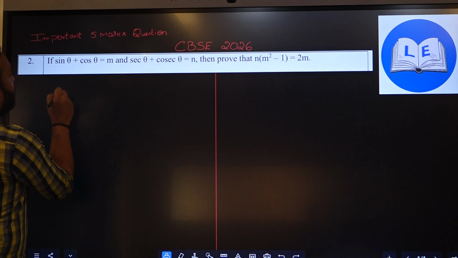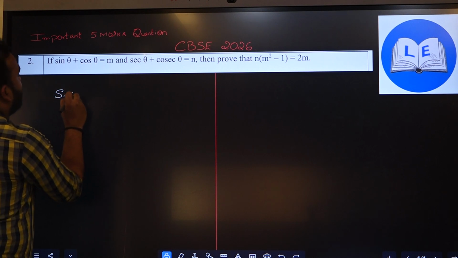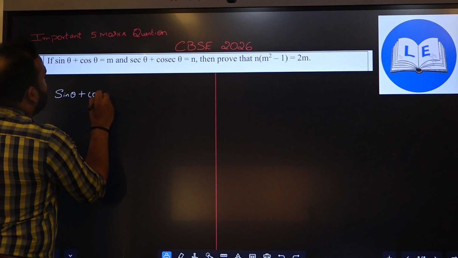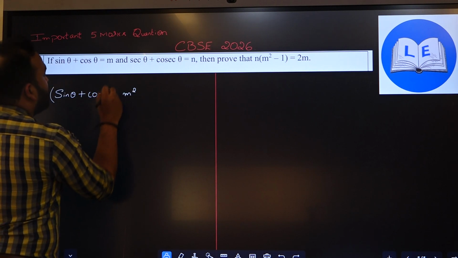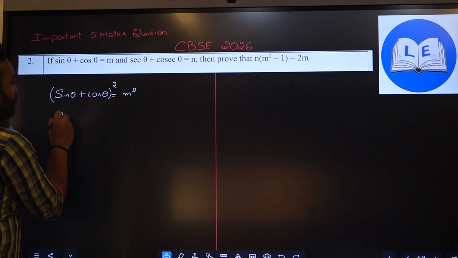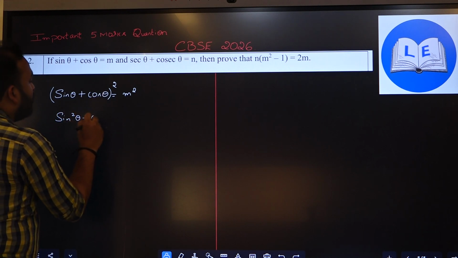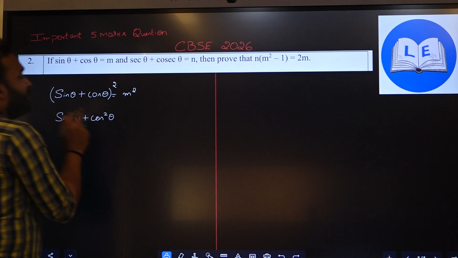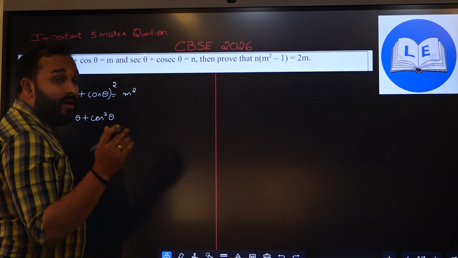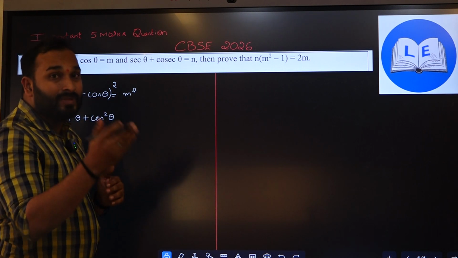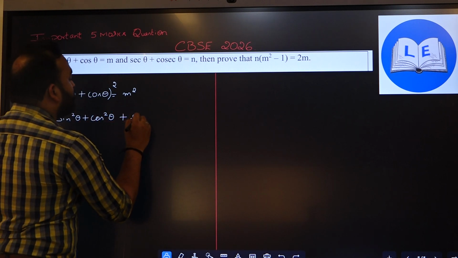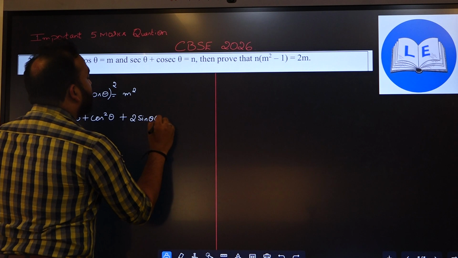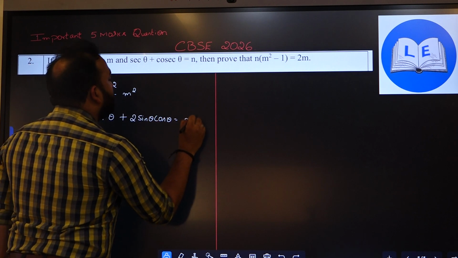Now first, let's take what is m square. M is given as sine theta plus cos theta. So m square will be sine theta plus cos theta the whole square. Whenever we have sine theta plus cos theta the whole square, it is sine square theta plus cos square theta plus 2 sine theta cos theta. We are supposed to use the a plus b the whole square formula. This is equal to m square.